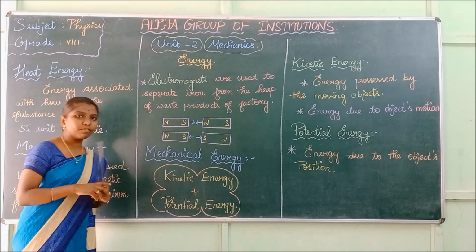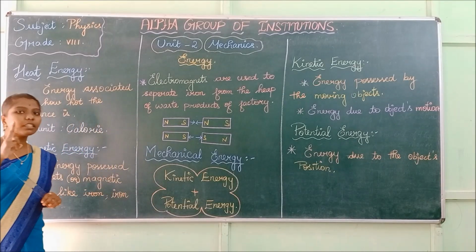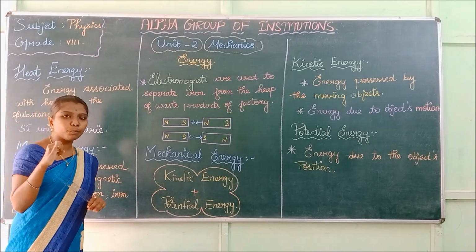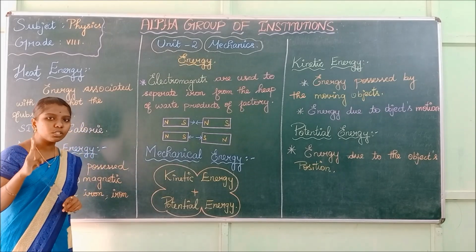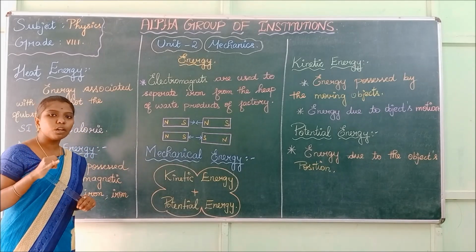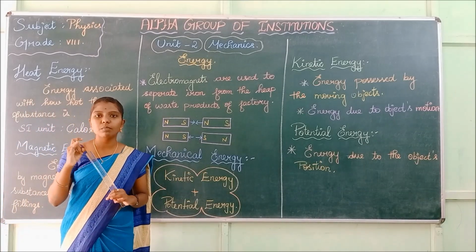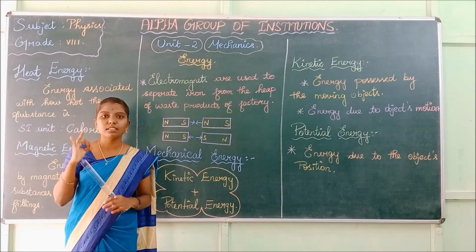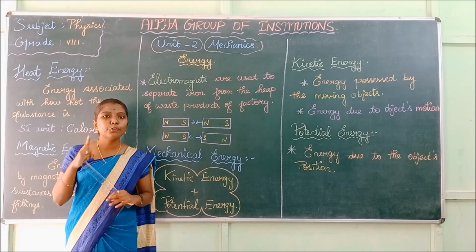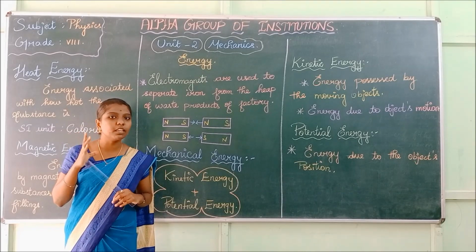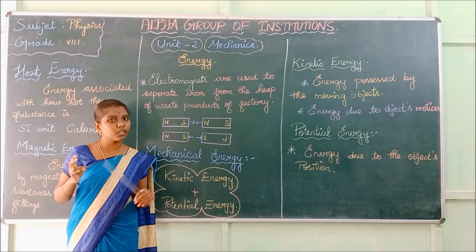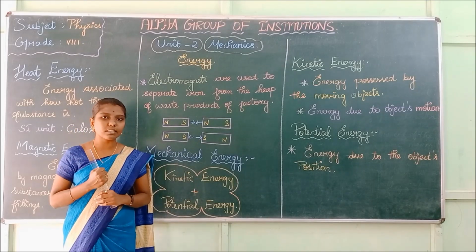You all may have learned about magnets, right? A magnet has two poles, namely the North Pole and the South Pole. A magnet has two major properties, namely attraction and repulsion. When will the magnet get attracted?